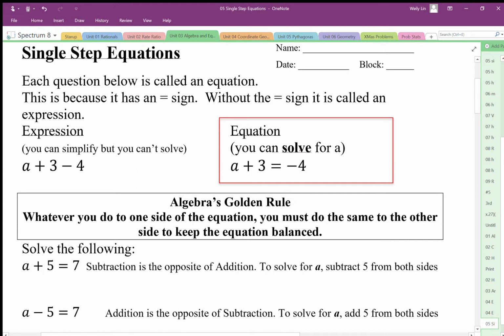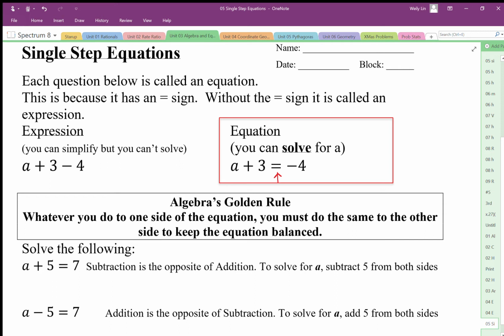Here you have an equation, a plus 3 equals. Because it's an equals, that gives you an indication that this is an equation and you might be able to solve for a, and in this case, we can solve for a. So lastly, we were just dealing with equation inequality. The golden rule with equations is whatever you do to one side, you do the same to the other. You must keep it balanced. You can do whatever you want to equations as long as you keep it balanced.